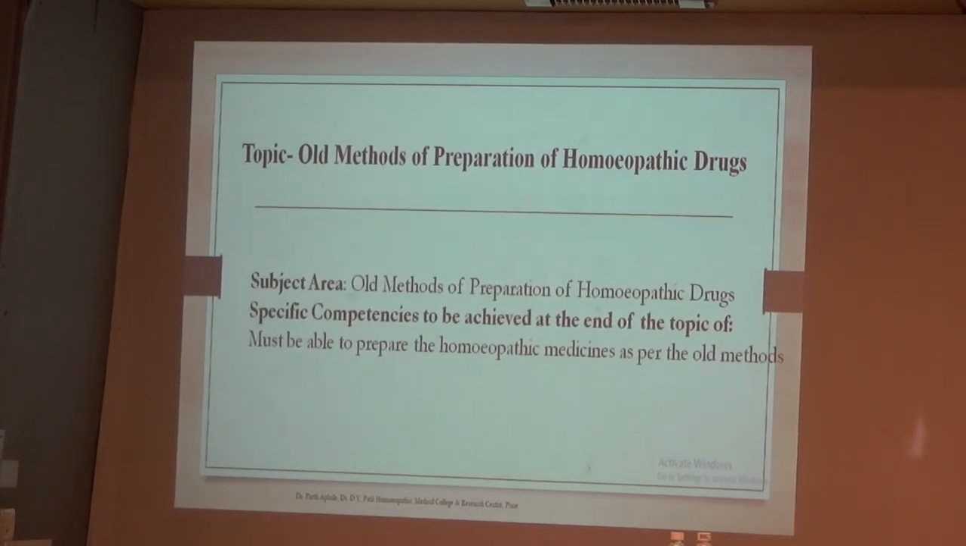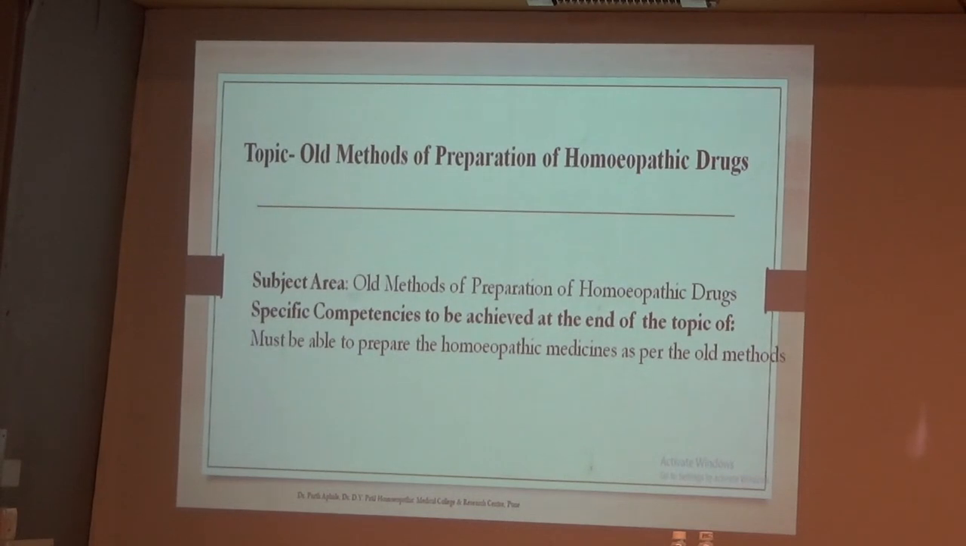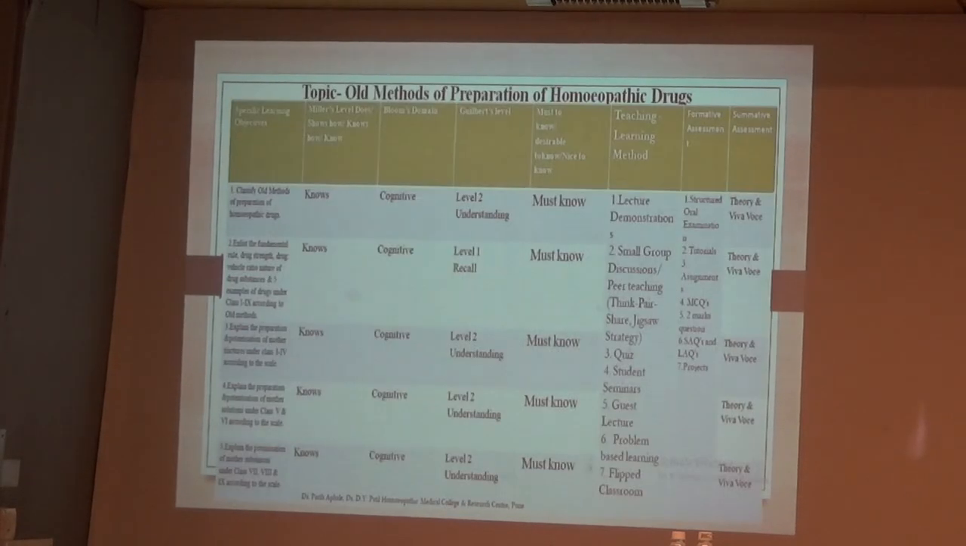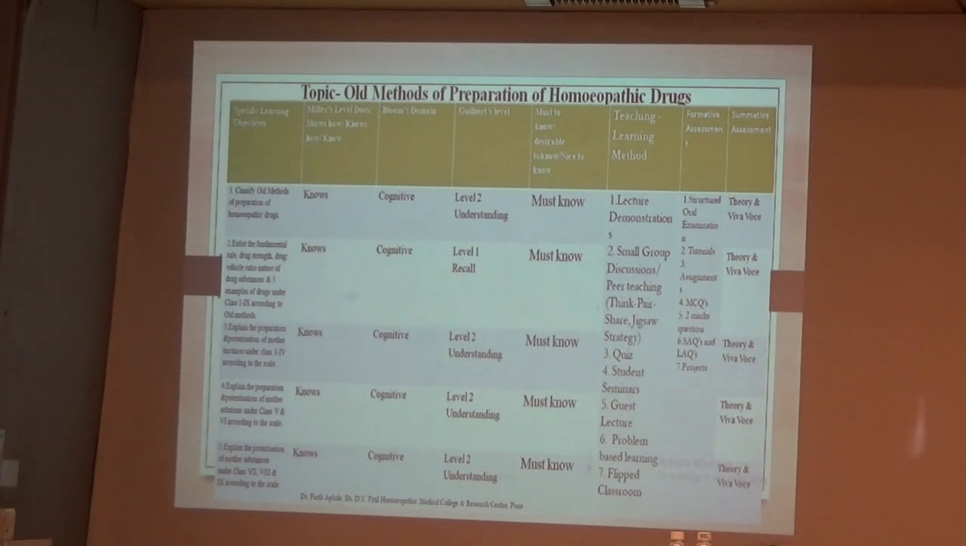Subject area becomes old methods. Specific competency to be achieved is that he must be able to prepare homeopathic medicines as per the old methods. If you see the SLOs which have been defined: classify old methods. Again, he has to classify, it is level 2. If he does not have understanding, how is he going to classify? So level 2 understanding, it is purely cognitive, he knows, and it comes under must know.